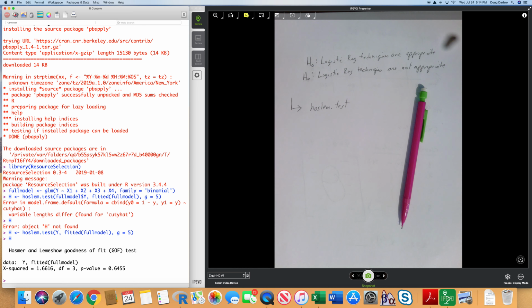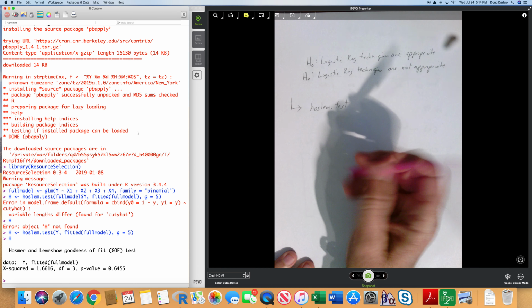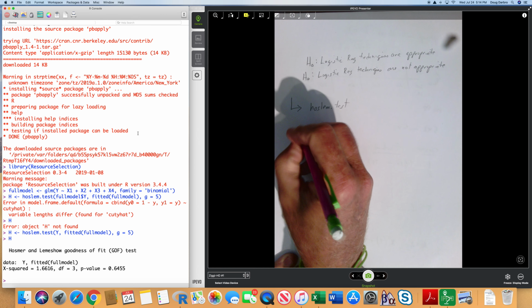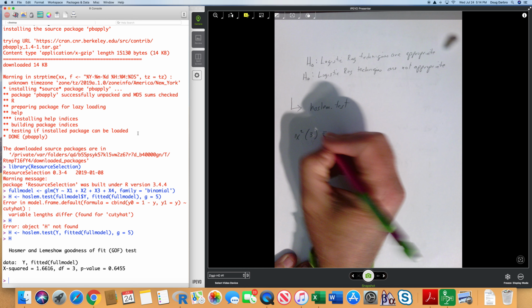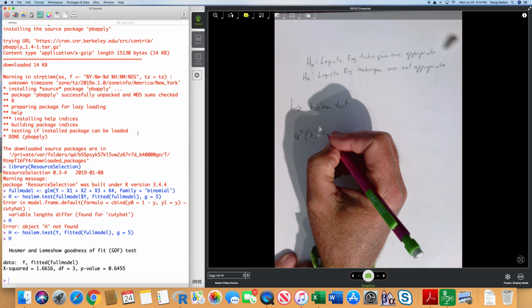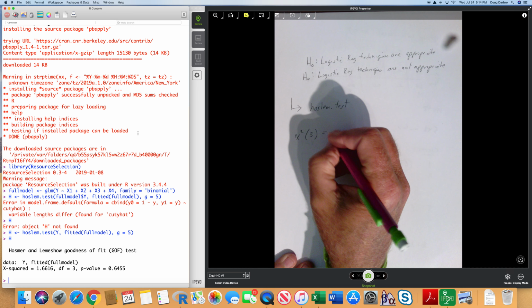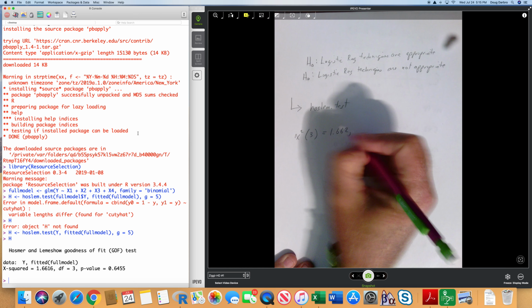So, guys, what we can say here is we have chi-squared degrees of freedom 3. Our test statistic is 1.66. And our p-value is 0.65. So we would fail to reject and conclude that logistic regression techniques are appropriate to describe the relationship between x1, x2, x3, and x4 and y.